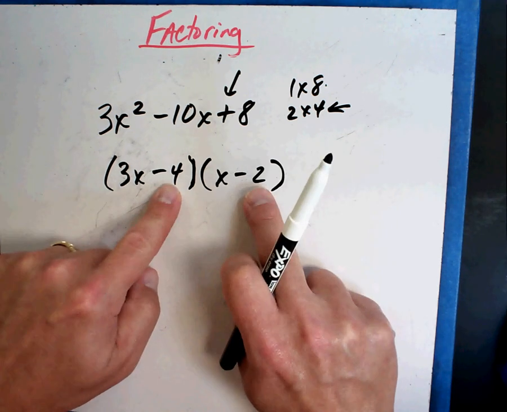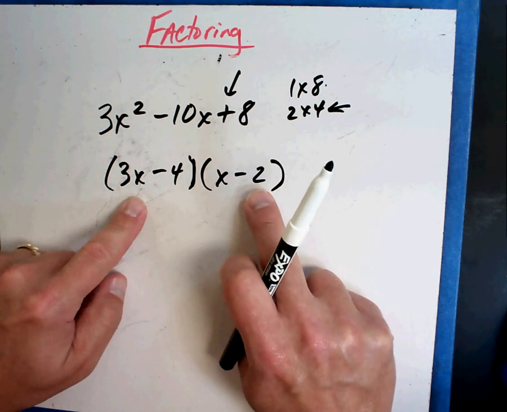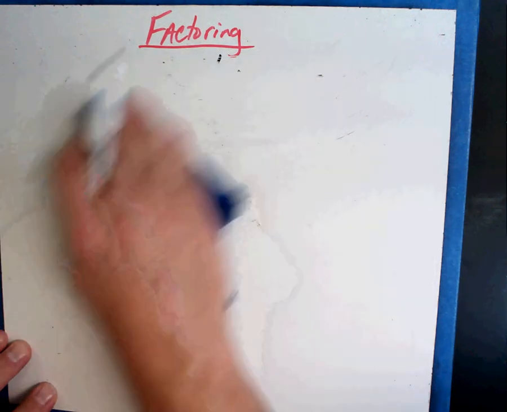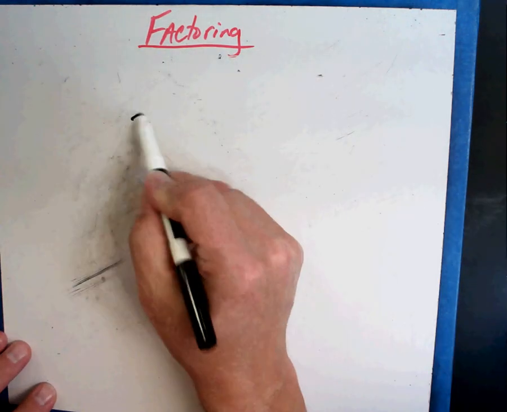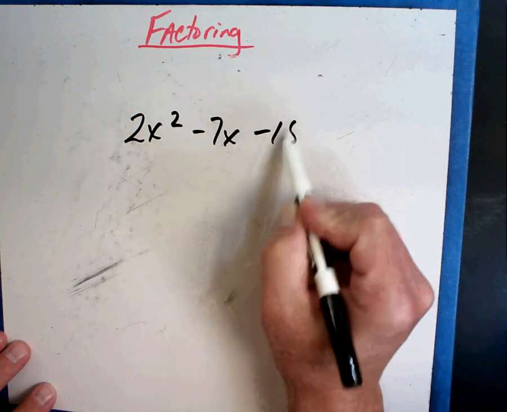So when I multiply those two together, that gave me my plus sign. So I know that this is the factoring. Okay? If I went too fast, back up and watch it again. But here's one more to try with me. 2x squared minus 7x minus 15.